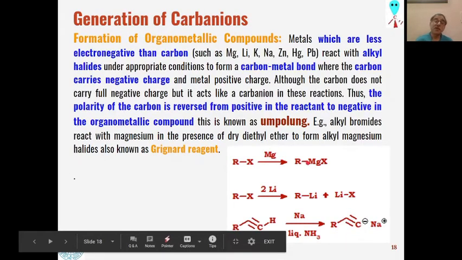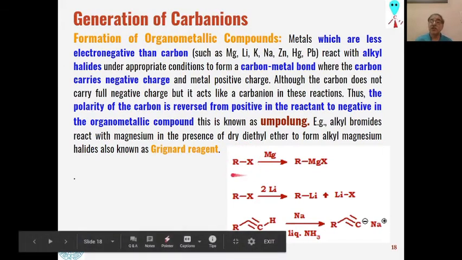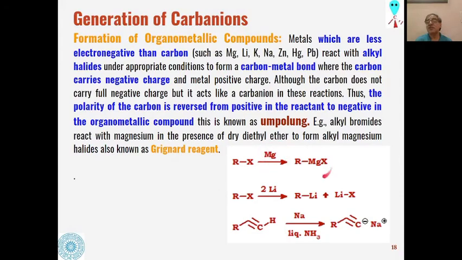Then formation of organometallic compounds can also lead to the formation of carbanions. So metals which are less electronegative than carbon, like magnesium, lithium, potassium, sodium, zinc, mercury or lead, can react with alkyl halides under appropriate conditions to form a carbon-metal bond. For example, this is a very common reaction. We know that alkyl halides react with magnesium to give us Grignard reagent. RMgX is a Grignard reagent.